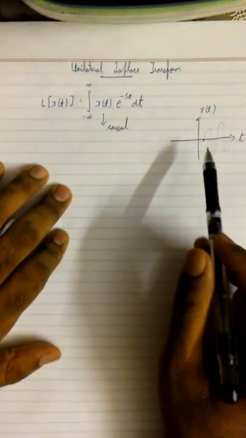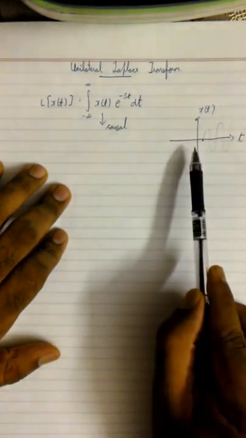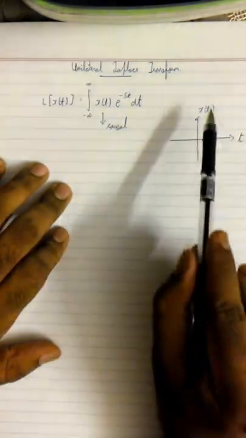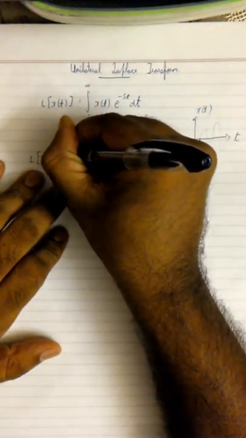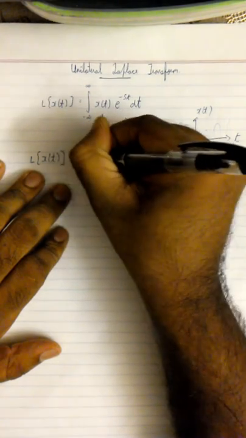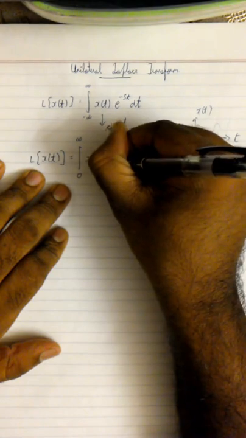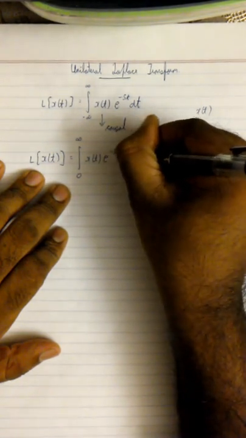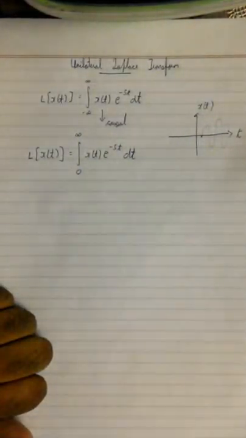Since the value of x of t is 0 from minus infinity to 0, the Laplace transform over that range is also 0. Therefore, the unilateral Laplace transform equation becomes the integral from 0 to infinity of x of t into e raised to minus st dt. This is called the unilateral Laplace transform equation. It is applied only for causal signals.